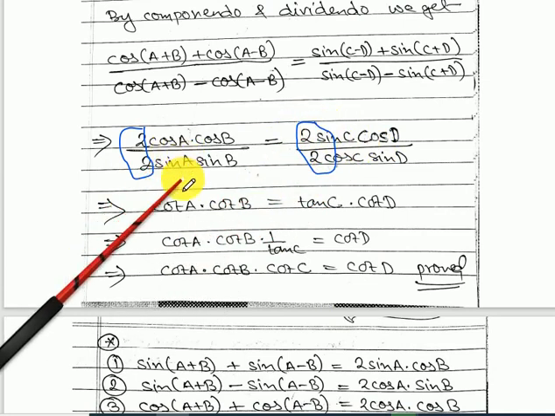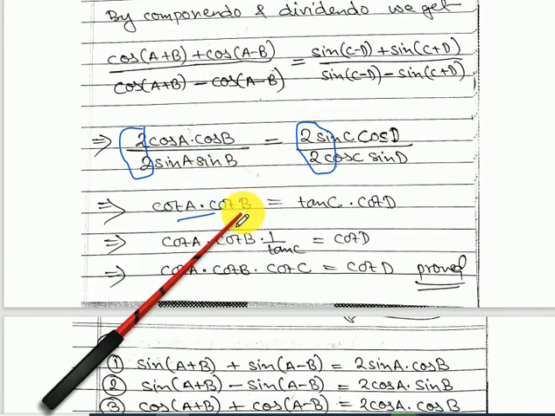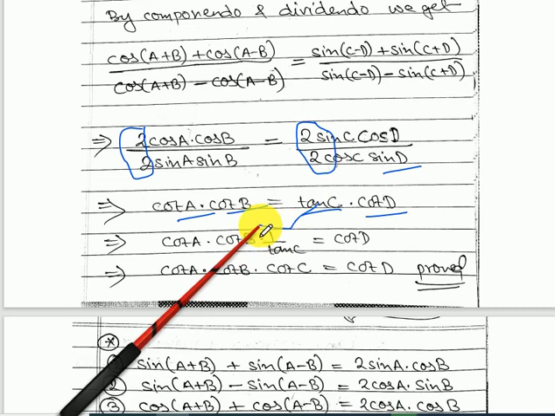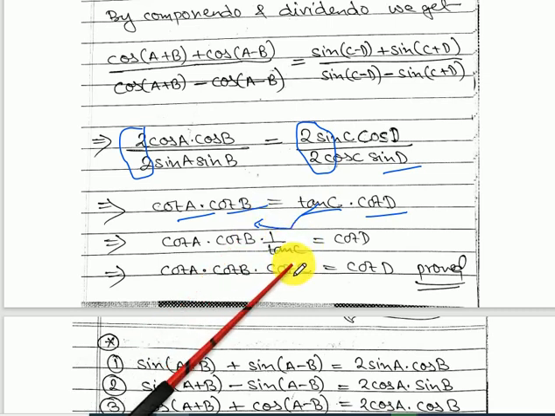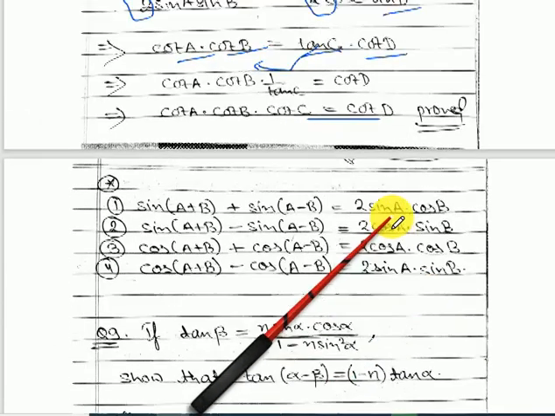Clear? Cos A upon sin A becomes cot A, cos B upon sin B becomes cot B, sin C upon cos C becomes tan C, and this cos D upon sin D becomes cot D. Clear? This tan C comes to the left hand side, and it becomes 1 upon tan C. 1 upon tan C is nothing but cot C. So cot A into cot B into cot C is equal to cot D. Proved.